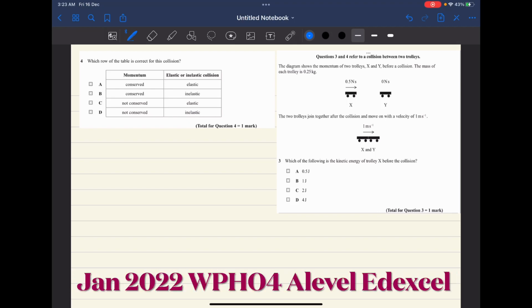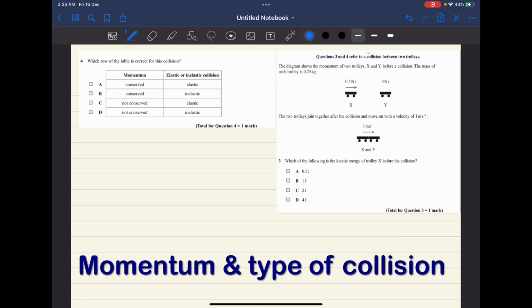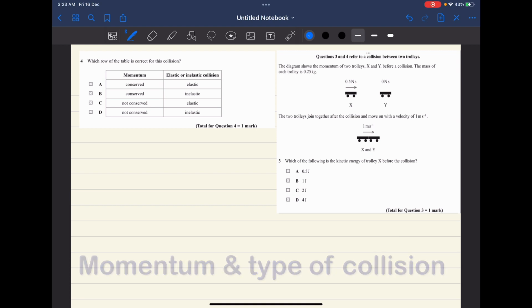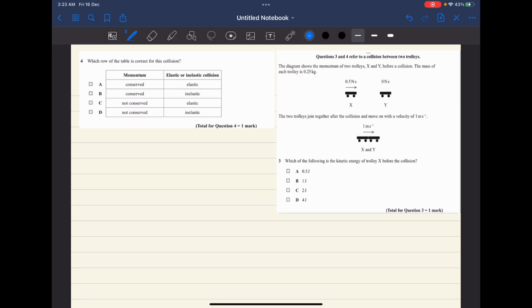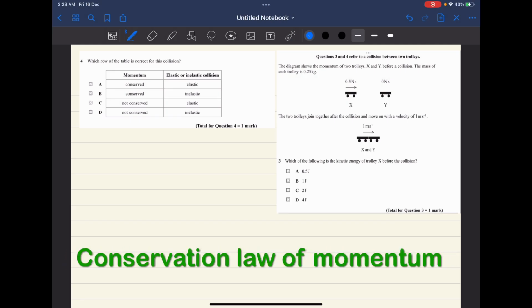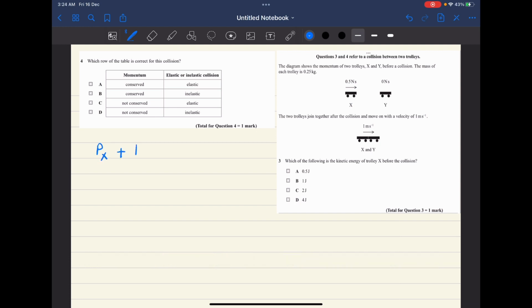Question 4, which row of the table is correct for this collision? The examiner is asking about momentum and the type of collision, whether it is an elastic or inelastic collision. For the conservation law of momentum, the total momentum before collision and the total momentum after collision for both x and y: momentum of x plus momentum of y before collision equals the momentum of x and y after collision.